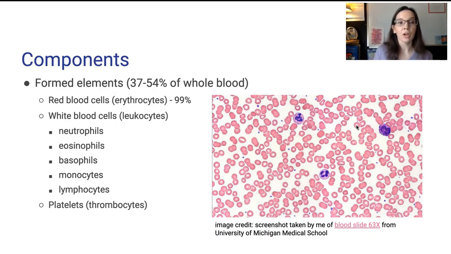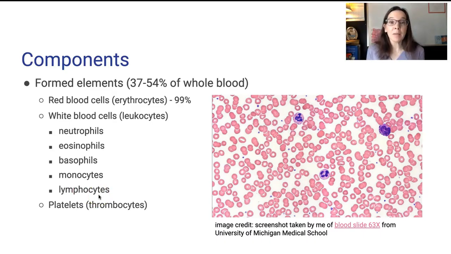Then we also have leukocytes, which are the white blood cells, and here are two different types. This is one type of leukocyte, and these two are the same type of leukocyte. Now keep in mind, do not confuse leukocyte, which is just a general term for all white blood cells, with this bottom one called a lymphocyte. That is one specific type of white blood cell.